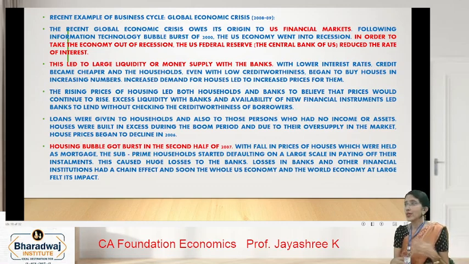Cheaper rate of interest made investors invest in houses, and people took housing loans in excess of their ability to repay. Okay, so these three incidences are empirical examples of crash. It is very, very important, and I suppose you have noted it at least.